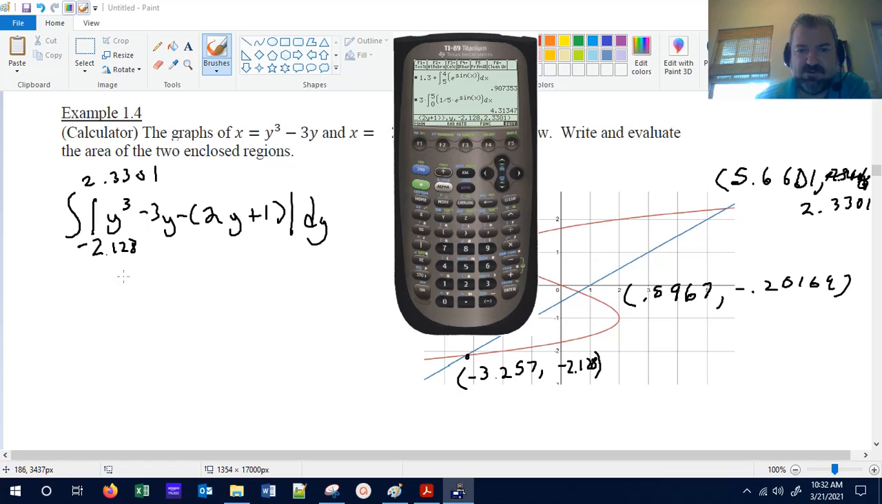And it is working hard. I'm not sure if this emulator can do it as well as a real life calculator. Might get stuck, but we'll see. Oh, there it goes. 12.801. Now, if you do not use the numeric integrate function, just want to show you if this might give an error. I'm curious if it does.